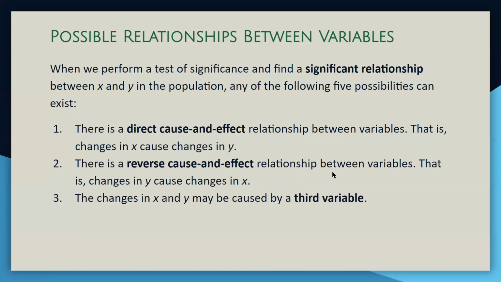It is possible that the changes that we are seeing in both X and Y are caused by a common third variable, meaning changes in X are not affecting Y, changes in Y are not affecting X. It's something outside the system we've looked at that is causing both of those things to change together.